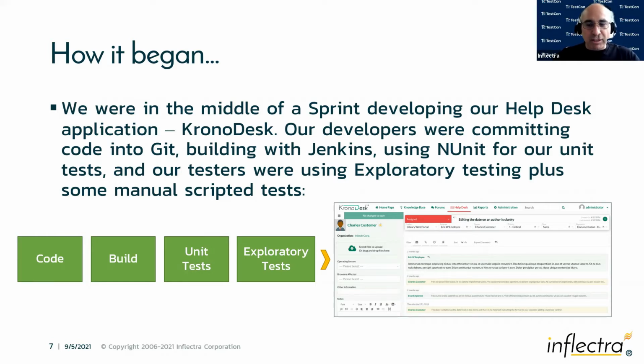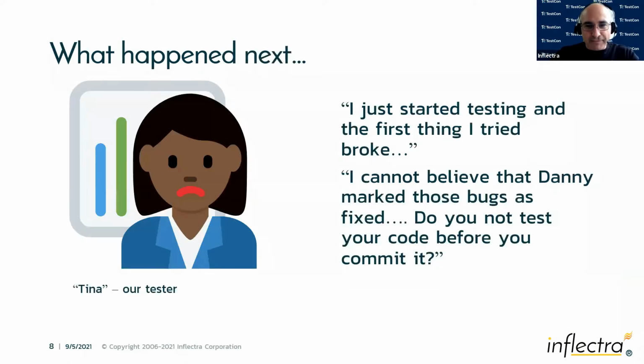We've got manual testers doing exploratory testing. We've got some manual scripted tests. We've got some automated UI tests. So a whole bunch of good testing practices are built in here: coding, building, integrating, unit testing, API testing, and then some exploratory testing, plus some traditional manual testing. And the application looks like that. So it's all good. What happened next?